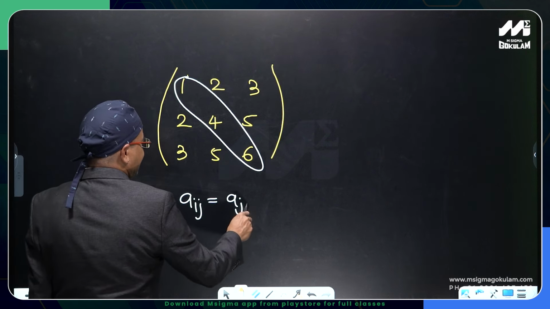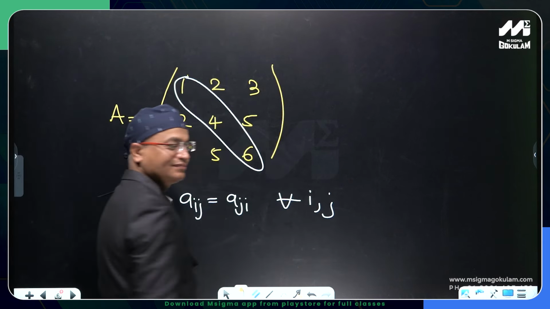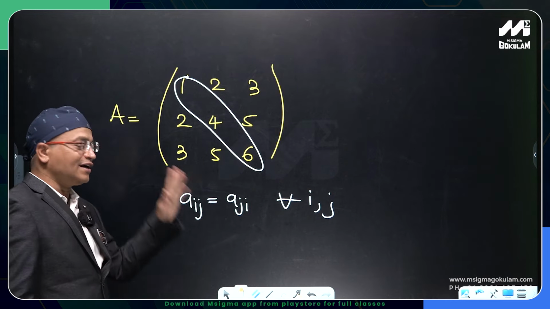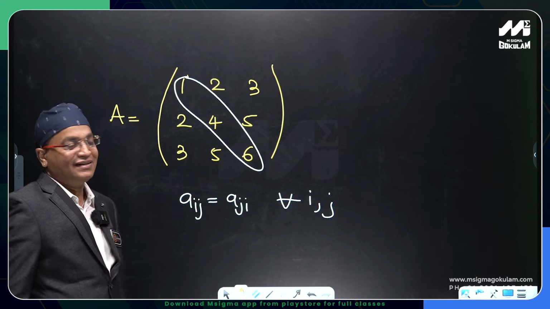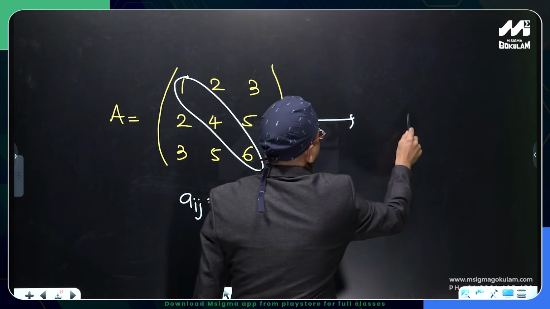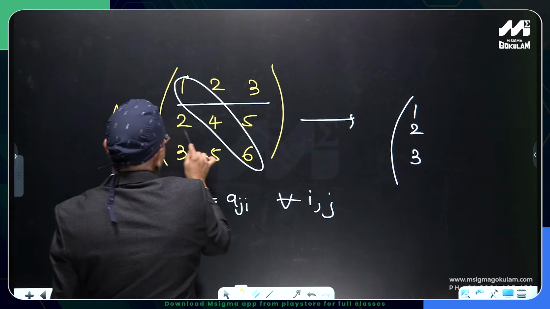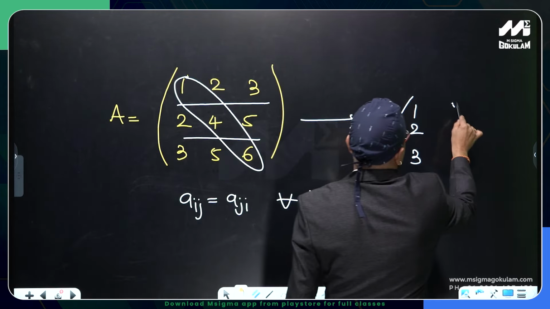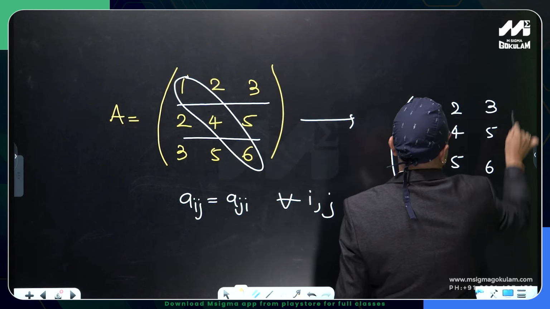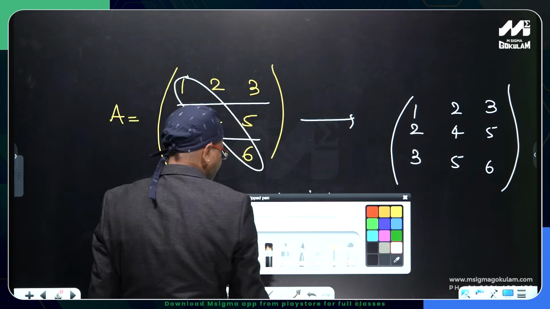Aij equals Aji for all I, comma J. The Ij position and the Ji position are the same. I indicates the row number, J indicates the column number. This symbol means for all. That means, in this matrix, you write this row column-wise: 1, 2, 3. This row I am taking column-wise, this row also column-wise: 2, 4, 5. The third row I am making as the third column: 3, 5, 6. You observe, both are the same. But these rows are coming here as columns.